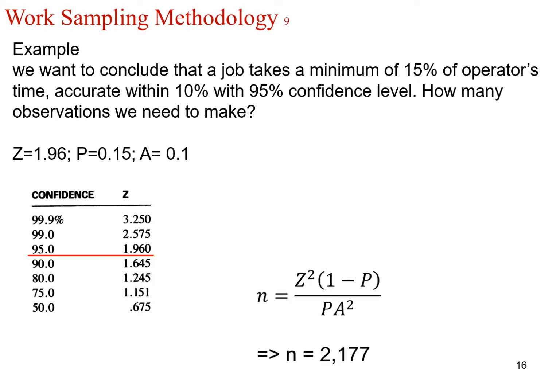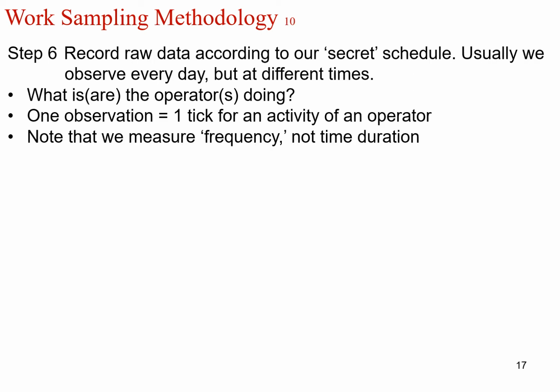95% confidence means Z equals 1.96. 15% of operators' time on a specific task means P equal to 0.15. 10% accuracy means A equal to 0.1. Putting these into our formula, n comes out to be 2176.9, rounded up to 2177. Now we can go out to make the number of observations required.